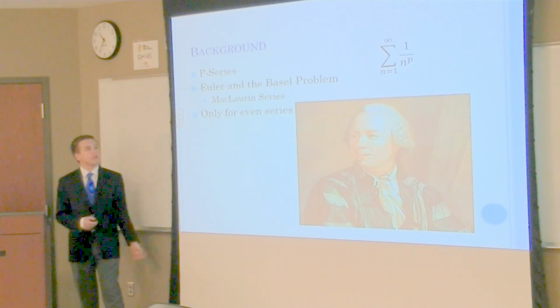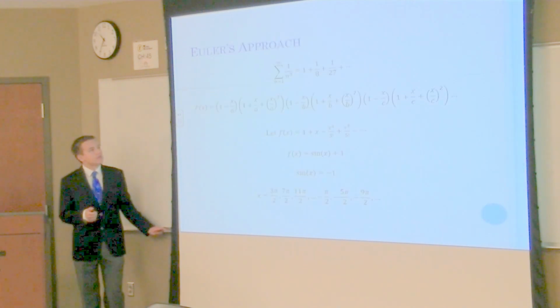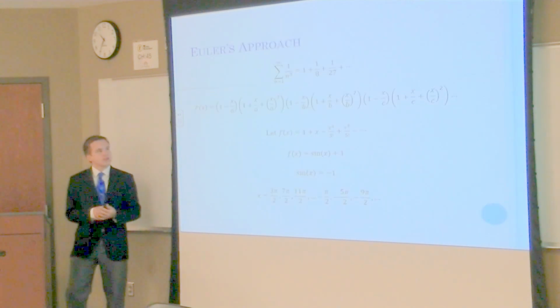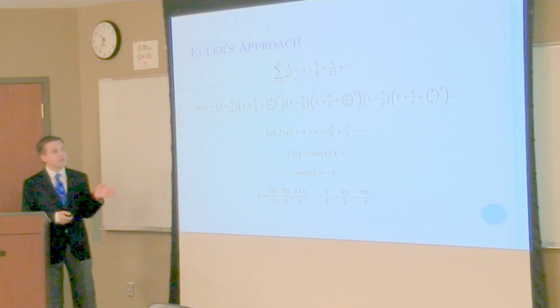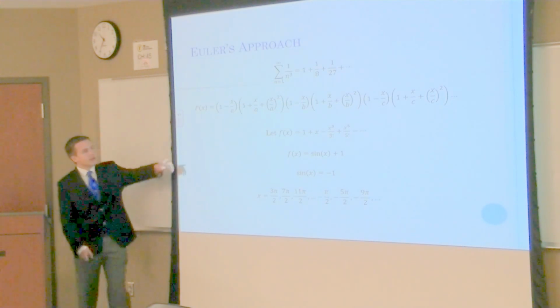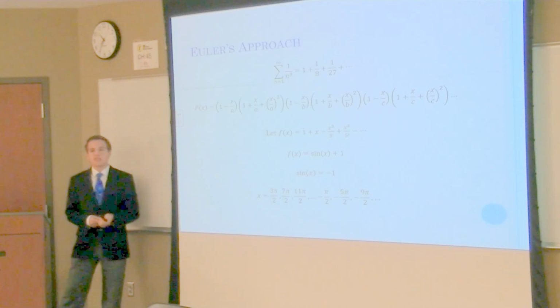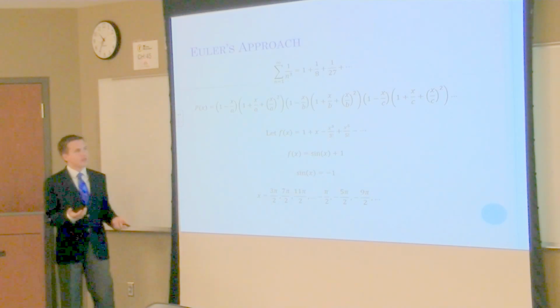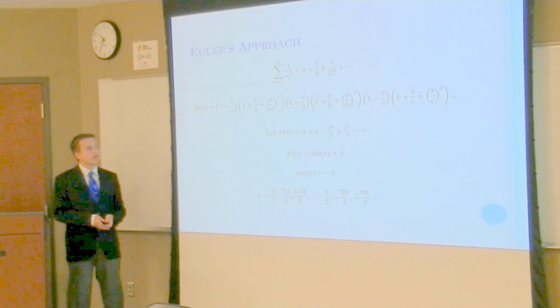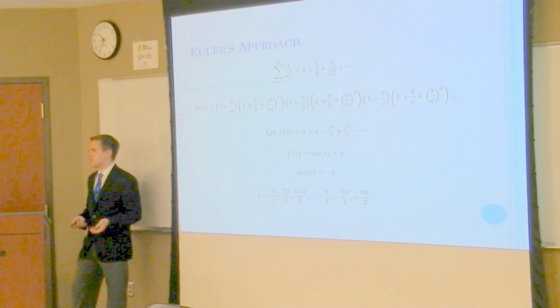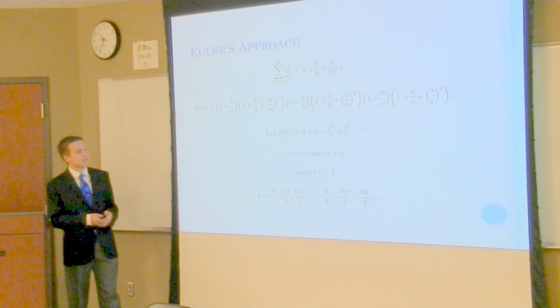So that's what I set out to do. First, I tried to model mine off of Euler's approach. I've written the p-series up at the top, and then I created p of x here, which is similar to Euler's p of x, but I modeled it so it looks like a difference of cubes rather than a difference of squares in order to compensate for the cube of the p-series.